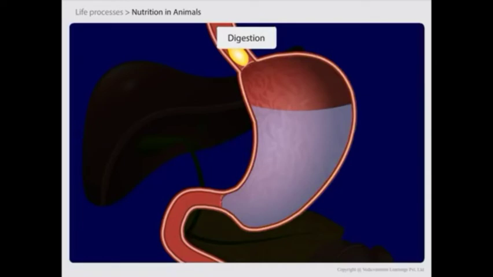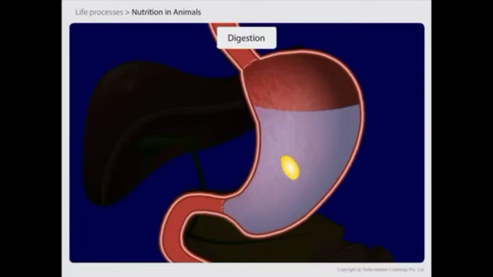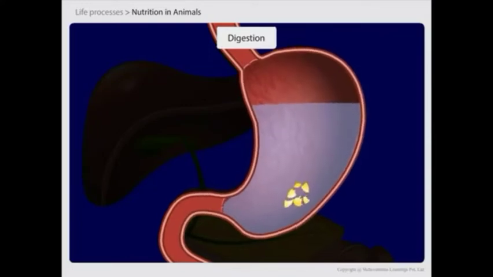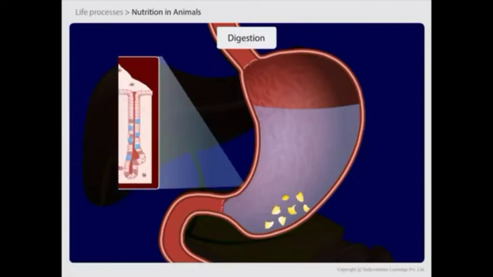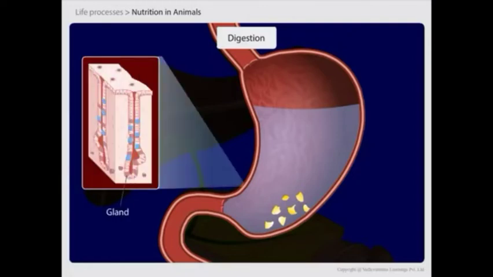The stomach is a J-shaped organ which contains many gastric juices, and these gastric juices help in the digestion process, which makes the food particles still smaller. Right, children? Can you understand?